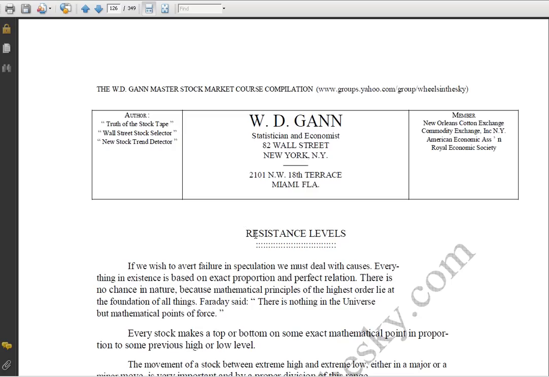This is from the Master Courses, a part called Resistance Levels. It says, if we wish to avert failure in speculation, we must deal with causes. Remember I told you in Part 1 that you have to identify the cause. Everything in existence is based on exact proportion and perfect relation. There is no chance in nature because mathematical principles of the highest order lie at the foundation of all things. Faraday said there is nothing in the universe but mathematical points of force. Listen to this now: every stock makes a top or bottom on some exact mathematical point in proportion to some previous high or low level.